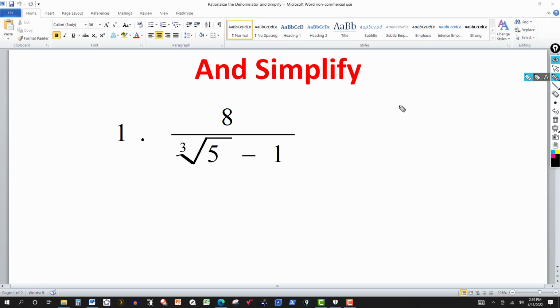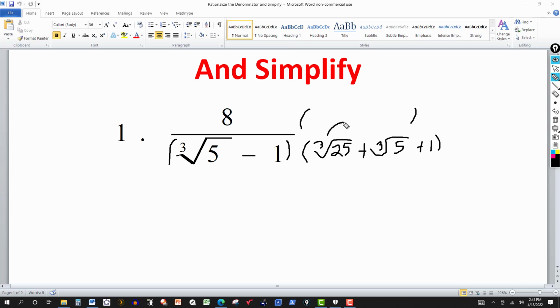But this is what I'm going to do here. I'm going to multiply the denominator by the cube root of 25 plus the cube root of 5 plus 1. And the numerator by the same thing. So this is going to go right there also. Let's see if this eliminates this radical.